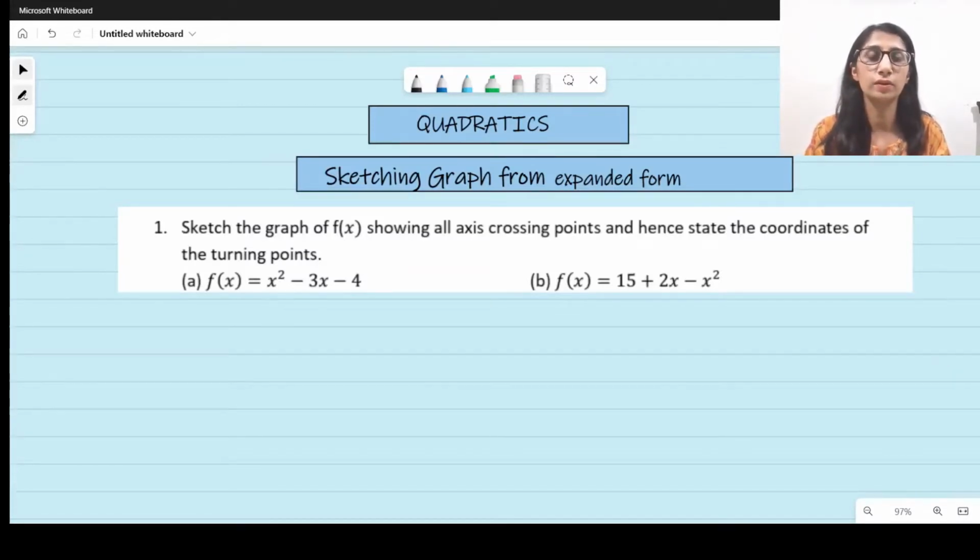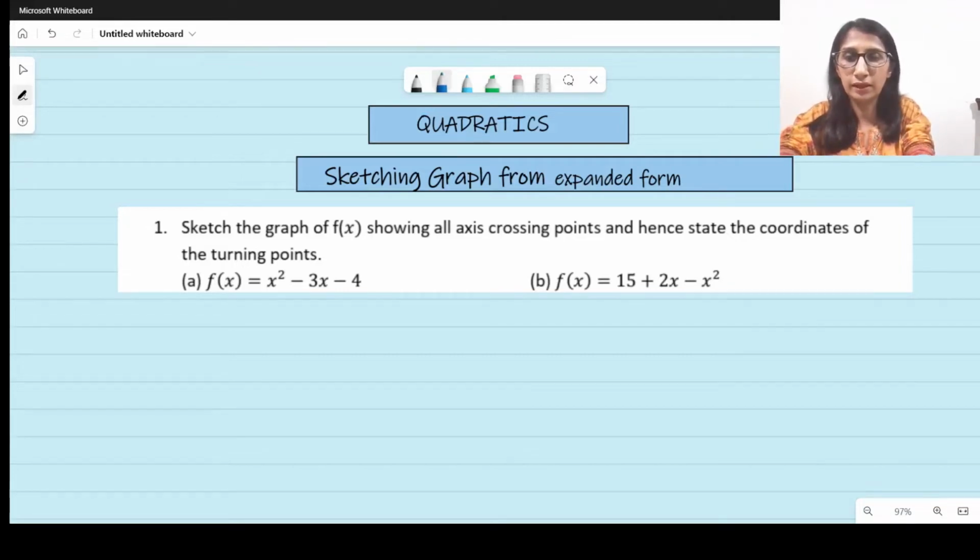In this lesson, we'll be discussing sketching of quadratic graphs from the expanded form and also from the completed square. So let's start the sketching from the expanded form. So let's do part A first.